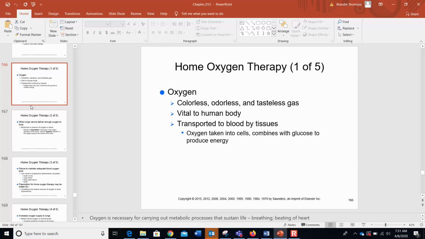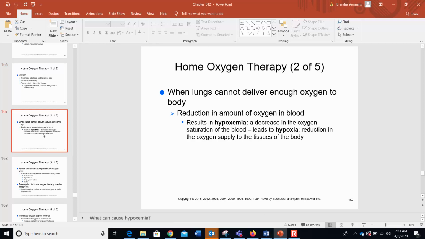But oxygen, yes, it is a colorless, odorless, and tasteless gas. It is vital to our body. Absolutely, we have to have that so we can oxygenate all of our blood, keep all of our organs alive.